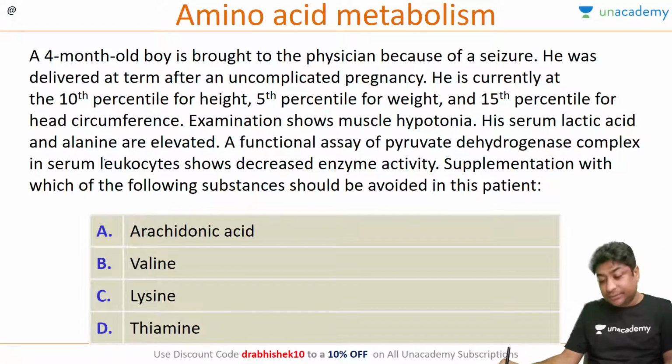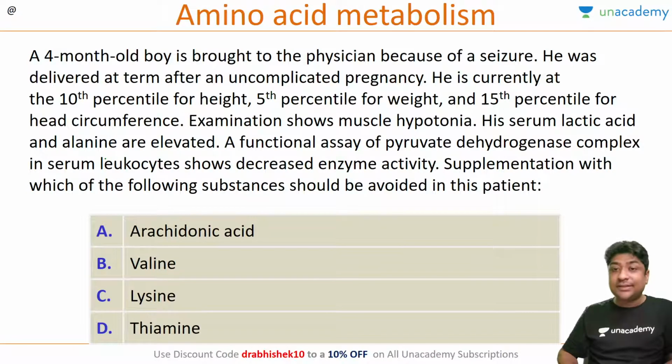Let's answer this question. A 4-month-old boy is brought to the physician because of seizure. He was delivered at term after an uncomplicated pregnancy. He is currently at the 10th percentile for height, 5th percentile for weight, and 15th percentile for head circumference. So there is not much growth retardation as far as the weight is concerned.